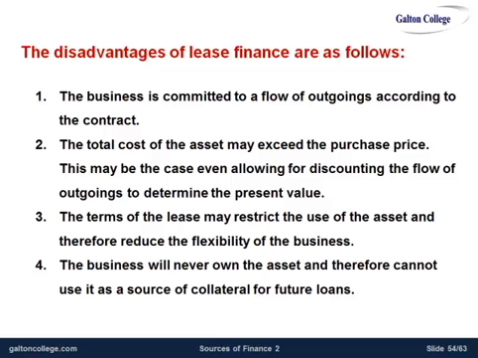The terms of the lease may restrict the use of the asset. So when first leased, the contract that was issued at the time of the lease may specify how the asset is to be used, how the machine perhaps is going to be used, or in what way it's going to be used, or where it should be stored or kept, or whatever. So there may be restrictions on its use. And finally, of course, the business will never own the asset. At the end, it flows back to the business that leased it in the first place.